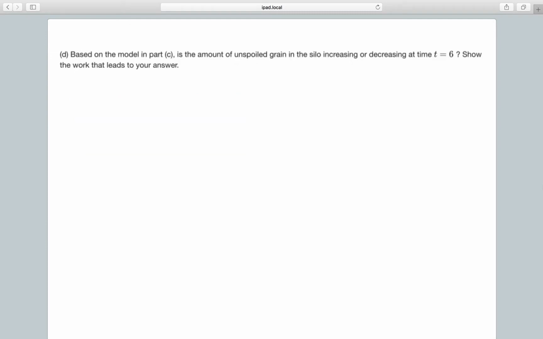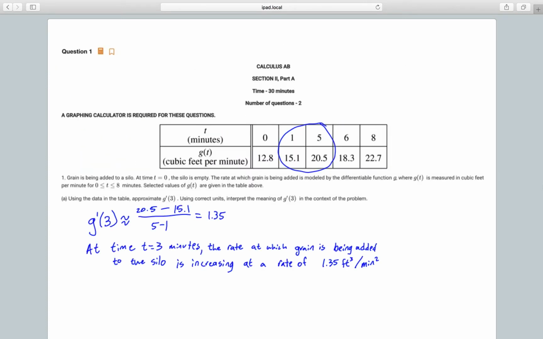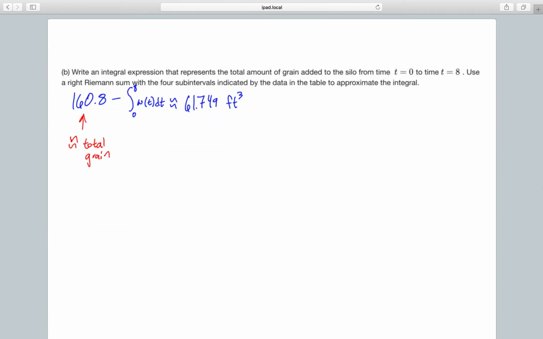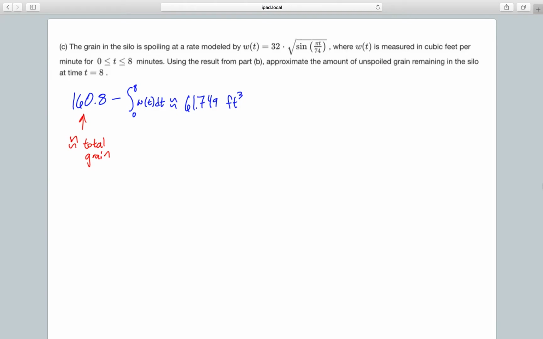All right, part D. Based on your model in part C, is the amount of unspoiled grain in the silo increasing or decreasing at time t equals 6? Show the work that leads to your answer. All right, so what we want to look at is our function is already a rate of change, right? Our original function g is the rate that grain enters the silo in cubic feet per minute. And W of t is also a rate, which is the rate at which grain spoils. So also in cubic feet per minute.